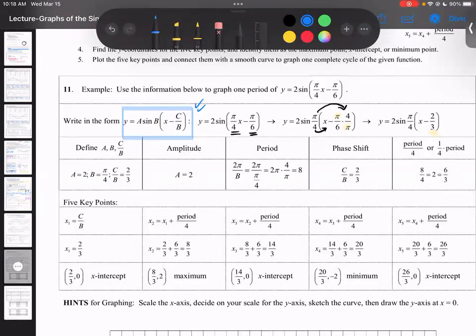A is easy, A is 2. Once you could put it in that form, you know what B is, right? The reason we factor out is because we want to know what B is. Because we factor out in this form, let me box this green in blue. B is pi over 4, you agree? Let me highlight in green.